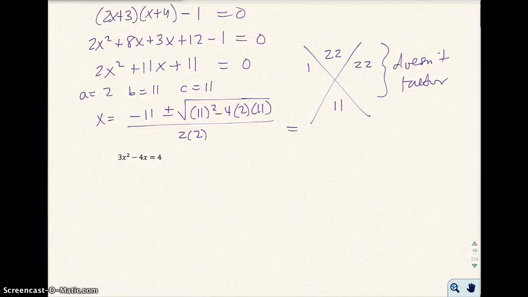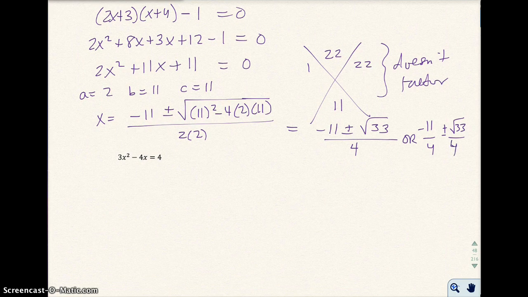I get x equals negative 11 plus or minus square root of 33, all over 4. You can write that also as negative 11 over 4 plus or minus square root of 33 over 4. This does not reduce at all. So there's my answer. But you see, if I could have factored this left-hand side, then I would have had 2 factors that equals 0, and then I would have done the 0 factor rule. But it did not factor. That's why I use the quadratic formula.